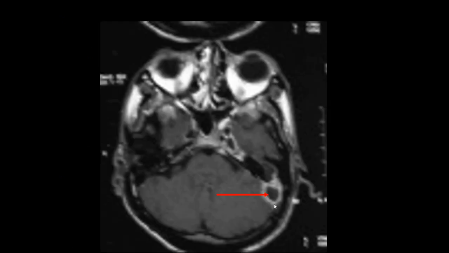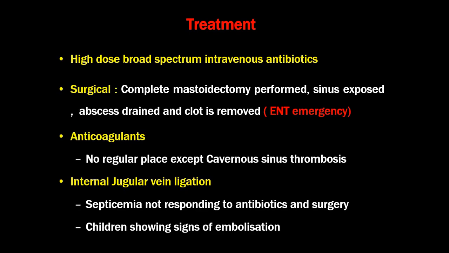This is the empty delta sign. You can see there is hyperintensity in the periphery, followed by clot in the center. So there is no intensity seen in the center.